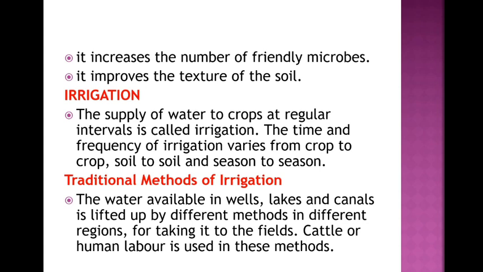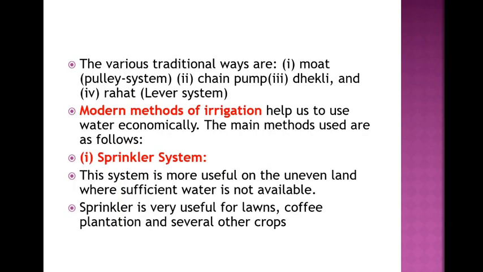is lifted up by different methods in different regions for taking it to the fields. Cattle or human labor is used in these methods. Just look at these traditional ways. The first ones are the pulley system, that is moat, chain pump, and dhenkli and rahat, that is the lever system. These are all the traditional ways to supply water to the agricultural fields.